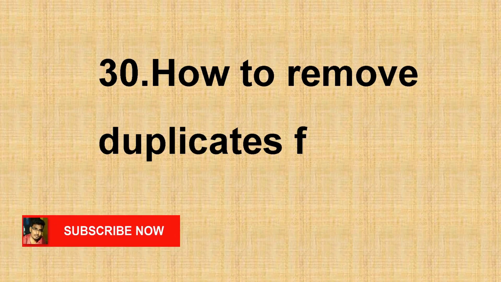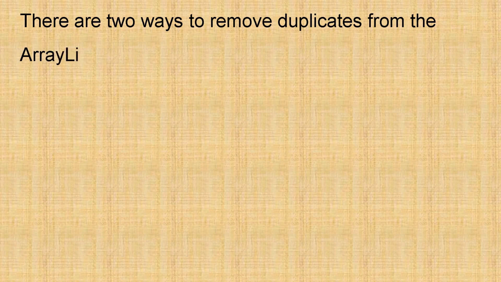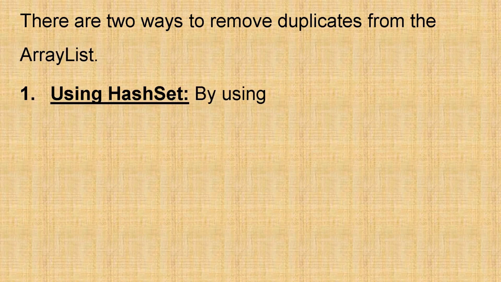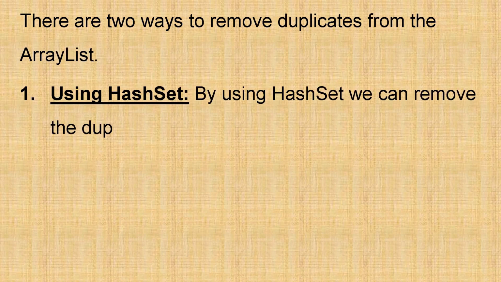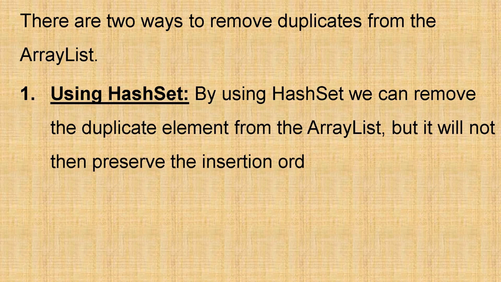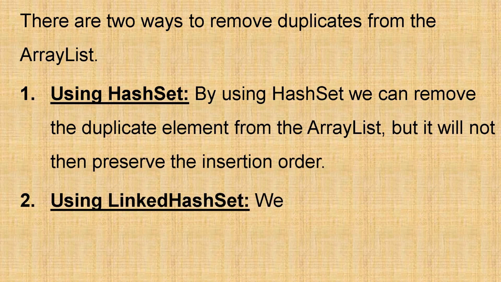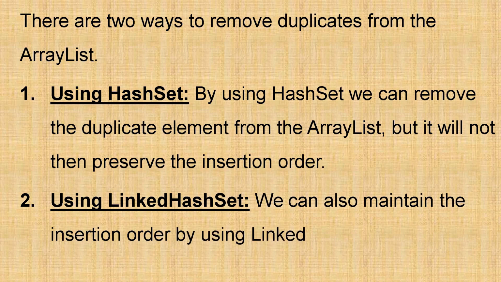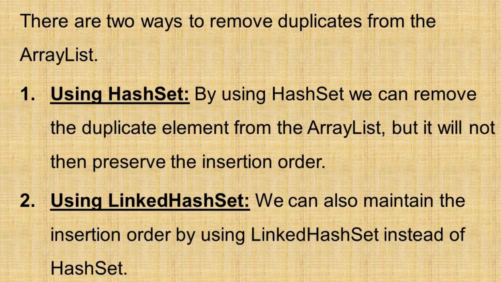How to remove duplicates from ArrayList? There are two ways to remove duplicates from the ArrayList. Using HashSet: by using HashSet we can remove the duplicate elements from the ArrayList, but it will not preserve the insertion order. Using LinkedHashSet: we can also maintain the insertion order by using LinkedHashSet instead of HashSet.